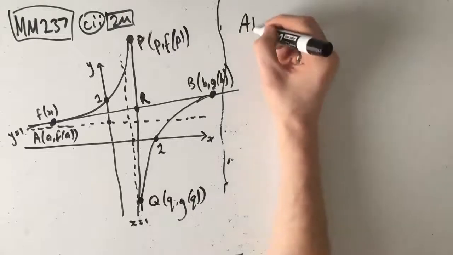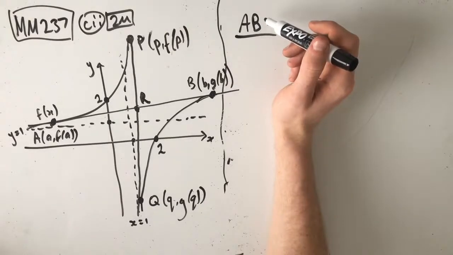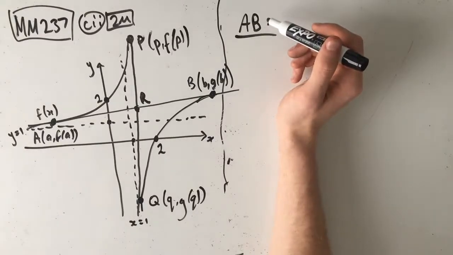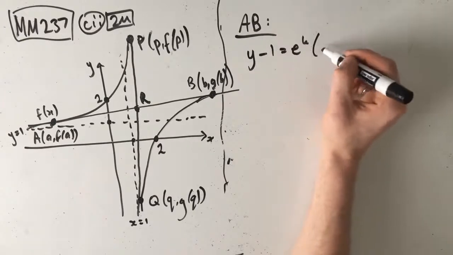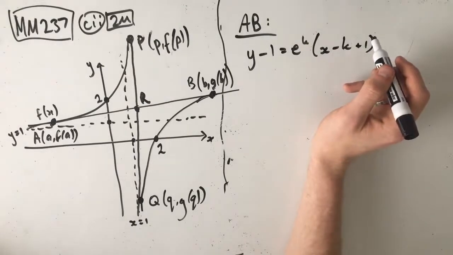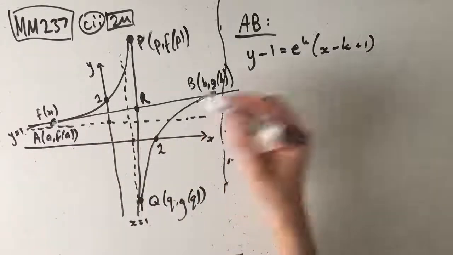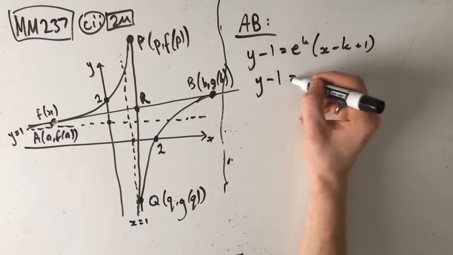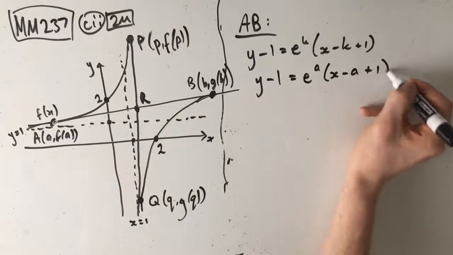So in order to find our equation for AB, according to part, what was it? Part A II, we know that the tangent to f of x at x equals k is given by y take 1 equals e to the k times x take k plus 1. But this time we're not dealing with x equals k, we're dealing with x equals a, right? Because this is a tangent to f of x at x equals a, which means our tangent at this point is going to be y minus 1 equals e to the power of a, because this time our x value is a, x take a plus 1.